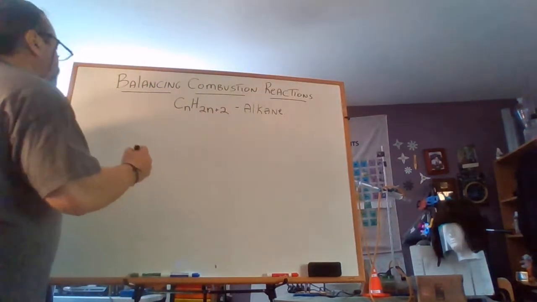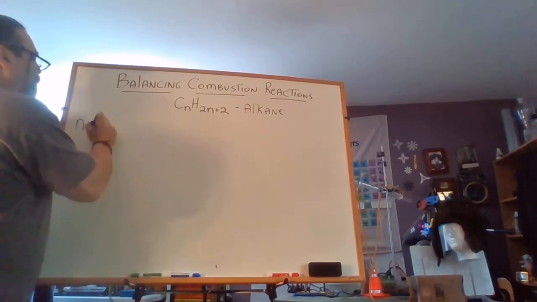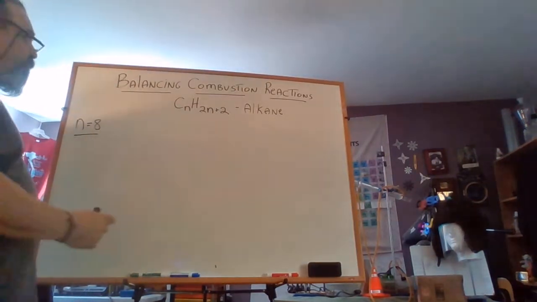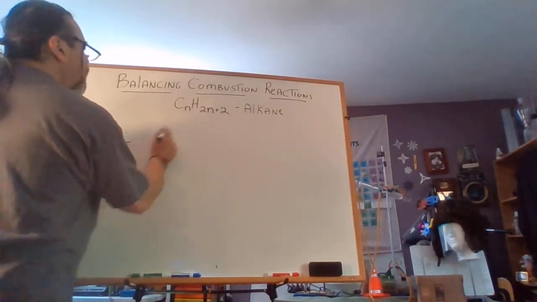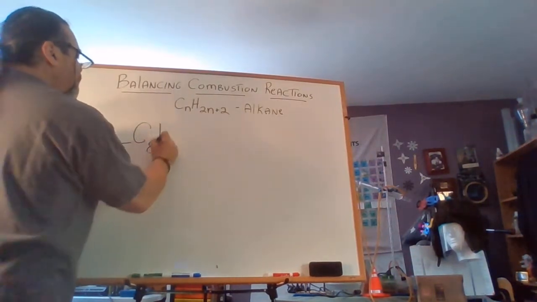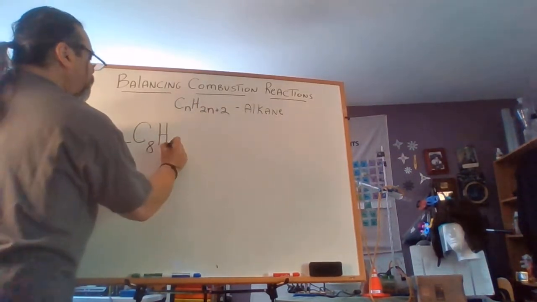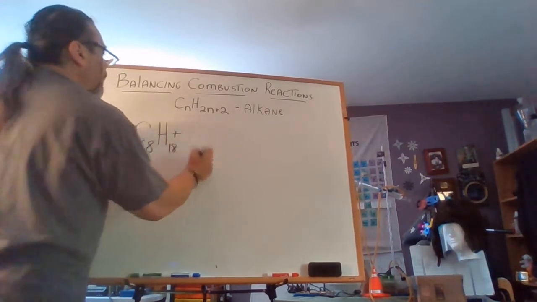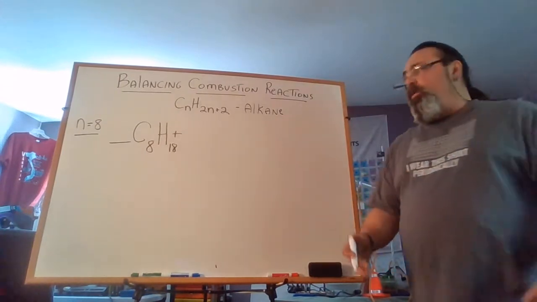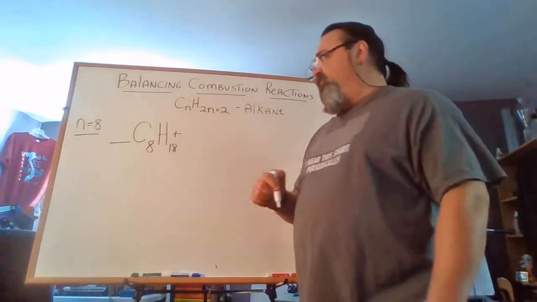So let's just say, for example, n equals 8. If n equals 8, that means I've got 8 carbons. So we're going to start the chemical reaction simply by plugging in that 8. We have C8, and then our hydrogen: 2 times 8 is 16, plus 2 would be H18. Now we're going to apply a combustion reaction to this, and by that I mean that we're going to add oxygen with the products always being carbon dioxide and water. That's how you know it's a combustion reaction.